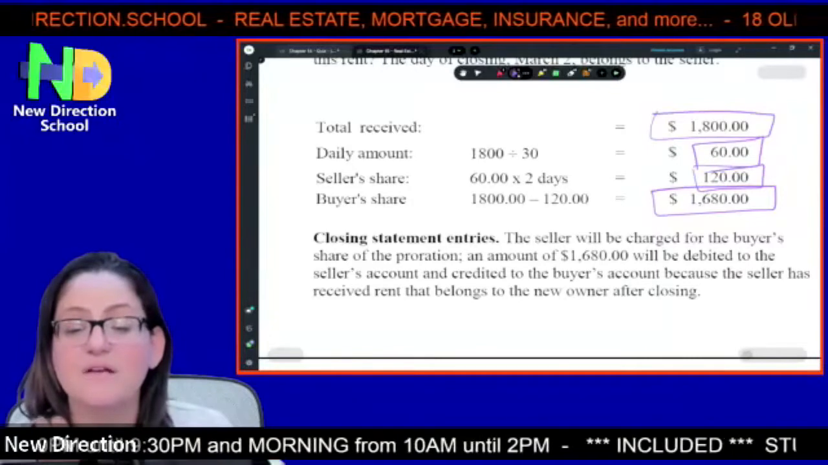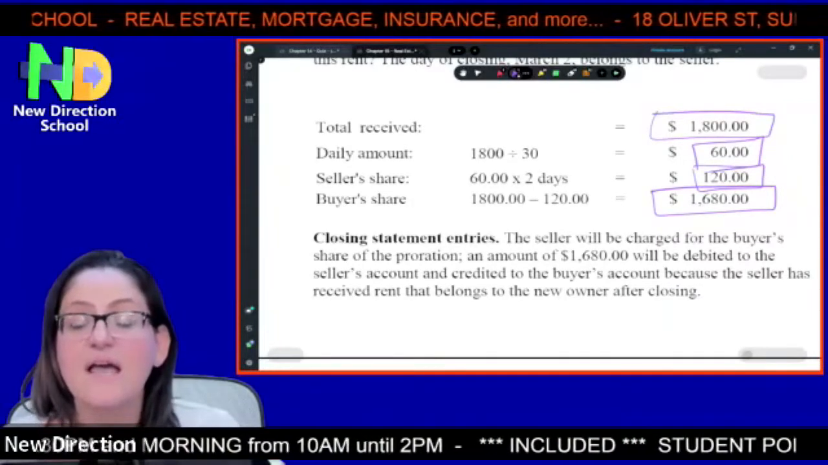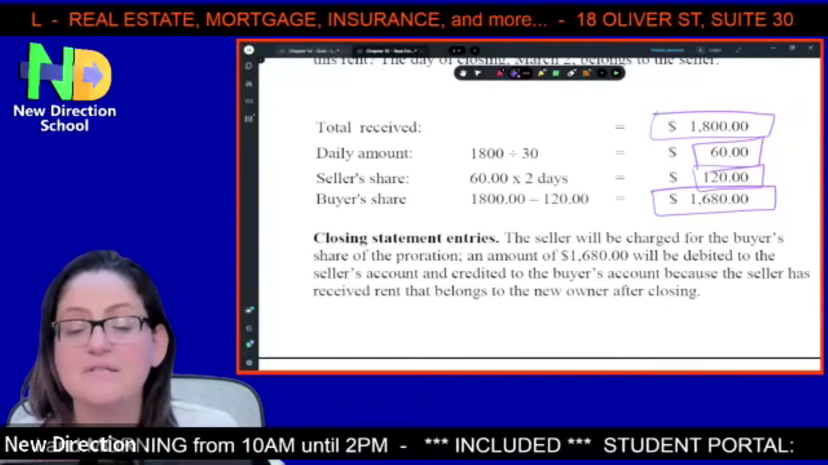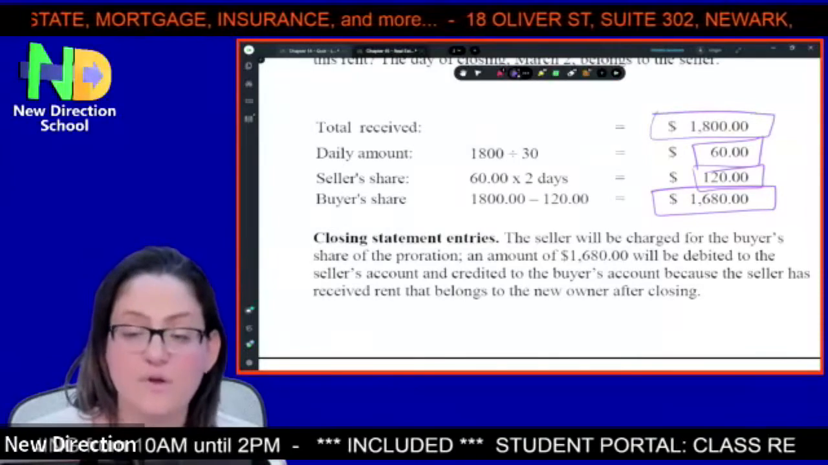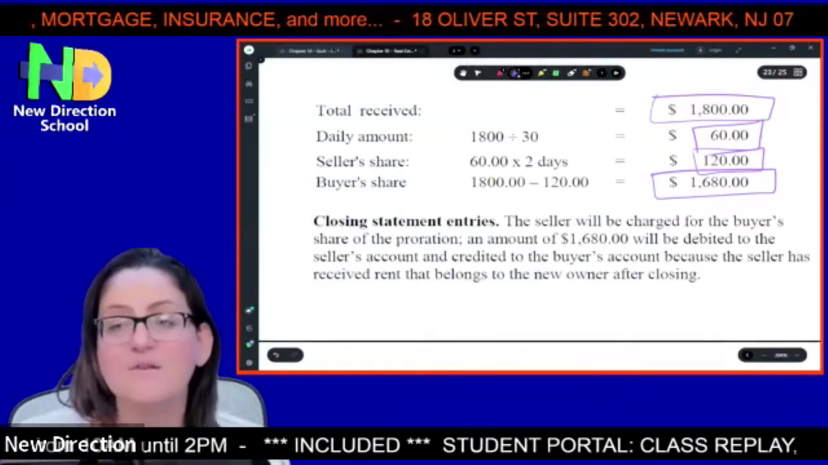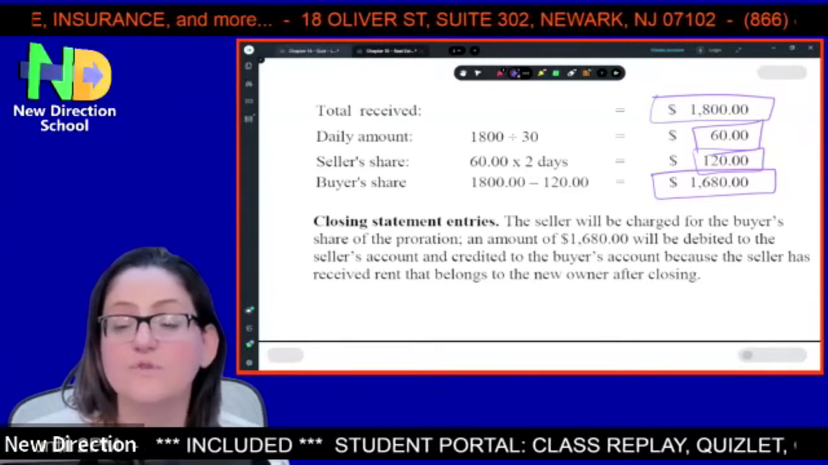An amount of 1,680 will be debited to the seller's account and credited to the buyer's account because the seller has received rent that belongs to the new owner after closing. Again, you won't have to worry about this in the exam. It's for you as an overview to know.